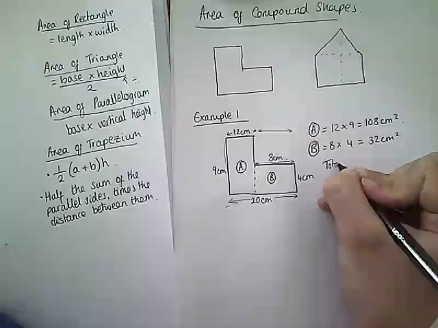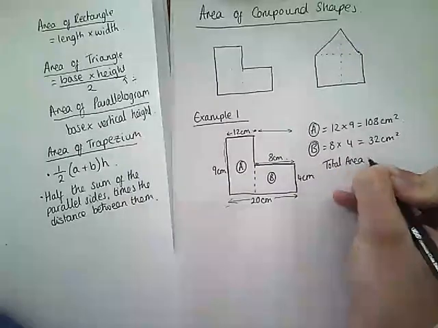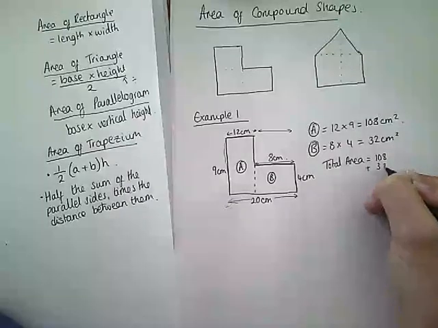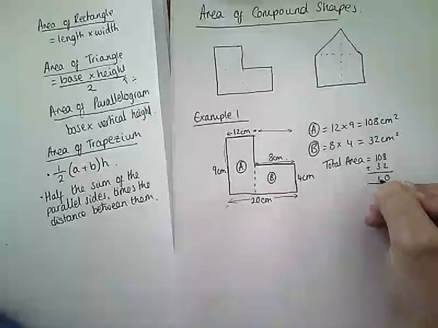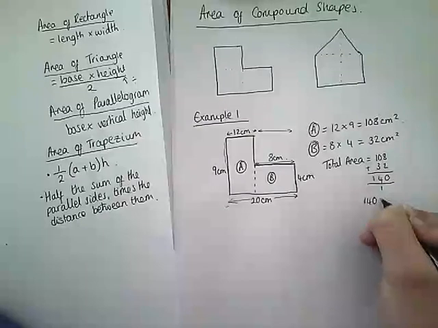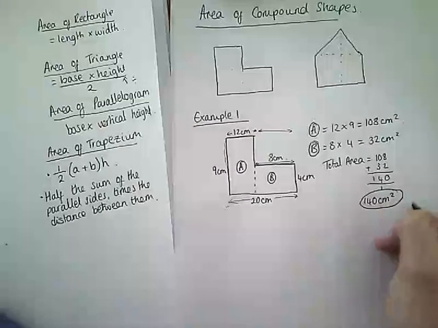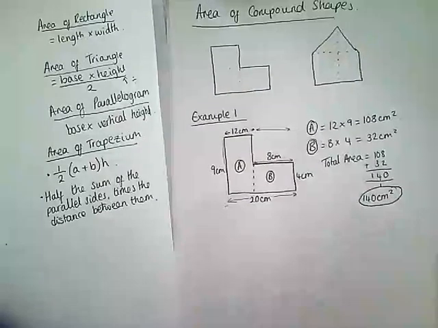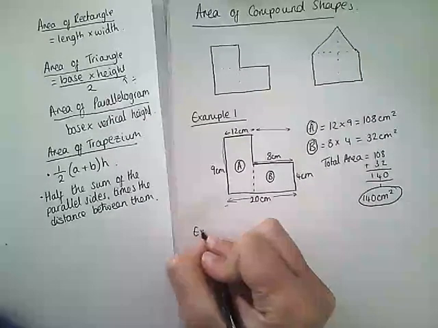Therefore, in order to calculate the total area of this compound shape, I'm going to do 108 plus 32, and my total area is 140 centimetres squared. Now that is how you do all compound shapes. So let's look at a different one.